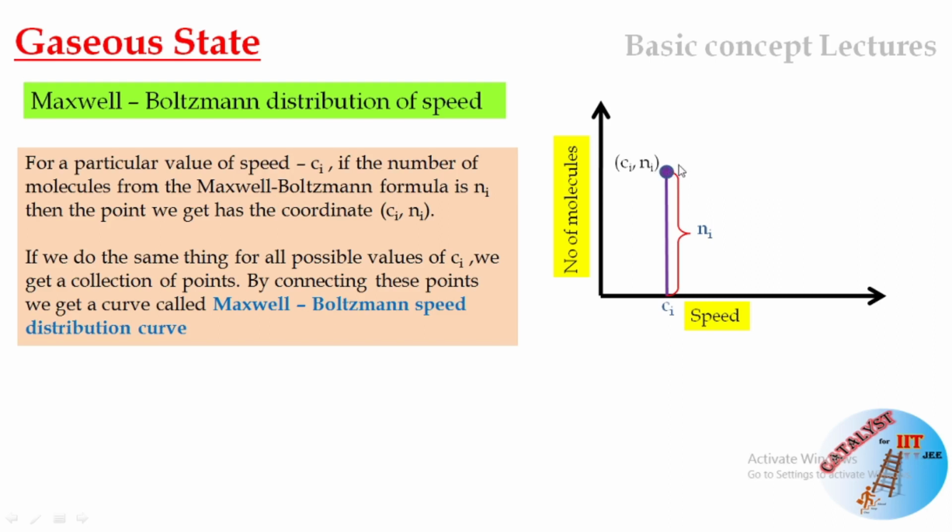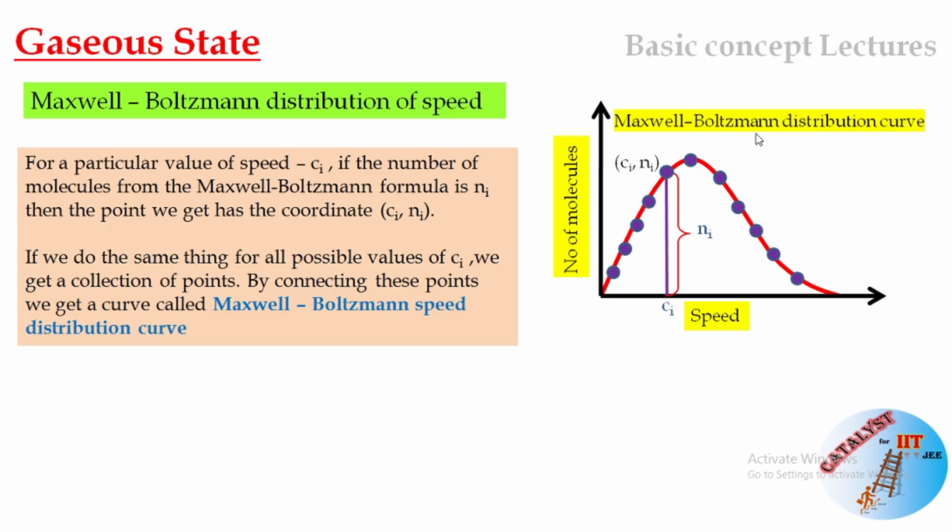So the coordinate of this point in this graph will be the value of x-axis, comma, the value of y-axis. Here the value of x-axis is Ci and the value of y-axis is Ni. That means the coordinate of this point will be Ci, comma Ni. Now if we do the same for all the possible values of Ci, we get a collection of these points. If we connect these points, we will get a curve. This curve is nothing but the Maxwell-Boltzmann distribution curve. This curve is a very important characteristic of gas molecules, and we will discuss it in more detail when we discuss the Maxwell-Boltzmann distribution formula in the advanced lecture series.